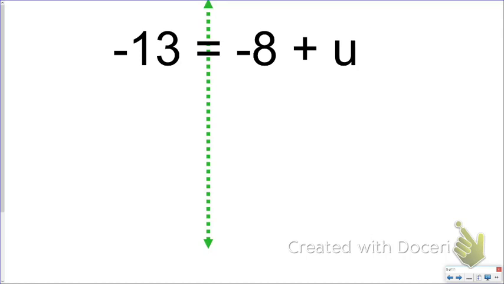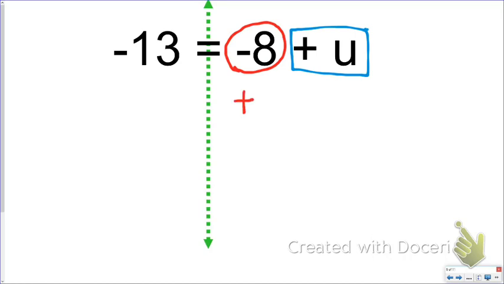So here's my variable on the right. It's a positive u. I've also got a negative 8. So that's what I need to get rid of, this negative 8. I want this variable u to be alone. So what is the inverse operation, the additive inverse of negative 8? It is a positive 8, right? Those are 0 pairs. If I put positive 8 on one side, to keep the equation equal, I have to put a positive 8 on the other side.